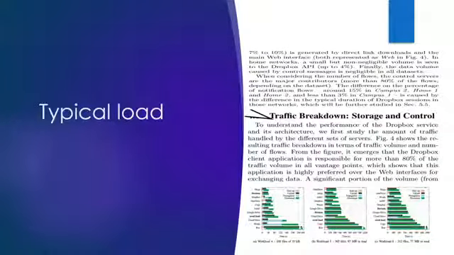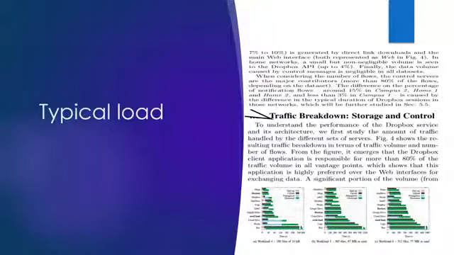Typical load is generated by direct link downloads and the main web interface. In home networks, a small but non-negligible volume is seen to the Dropbox API, up to 4%. Finally, the data volume caused by control messages is negligible in all data sets.